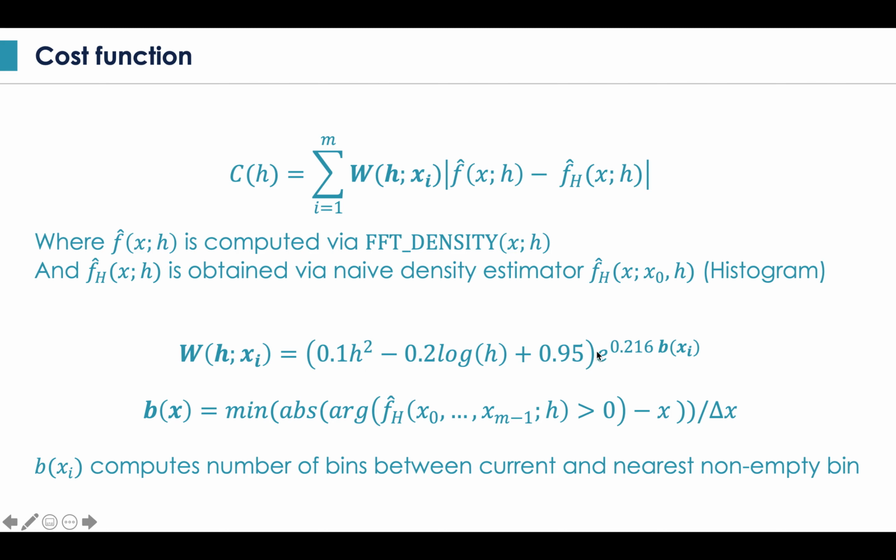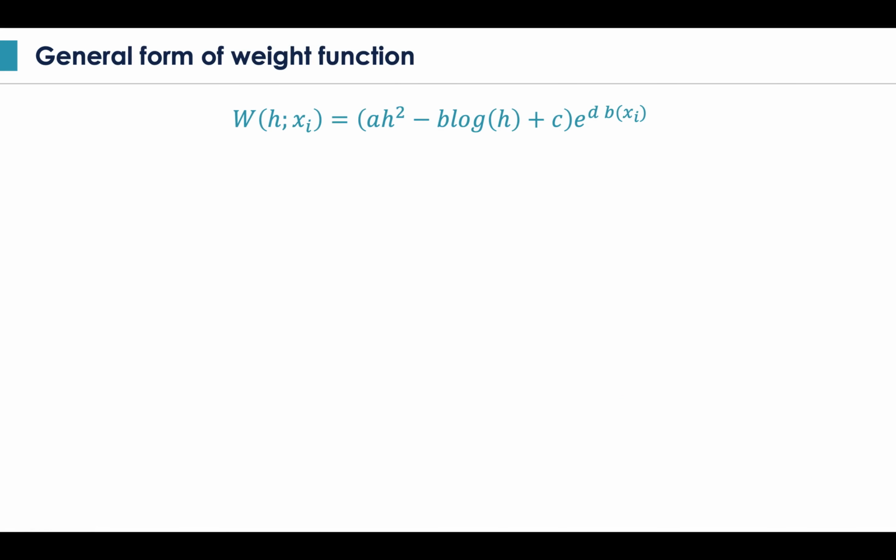Then there is a second part where we have an exponential raised to bxi, which is again a function of x. So bx is simply the number of bins between the current bin and the nearest non-empty bin. So this is a simple function. We have to write it in this fashion to have the right computation. But in general, we have the general form of the weight function, with these values like a h square minus b log h plus c, and then this exponential term.